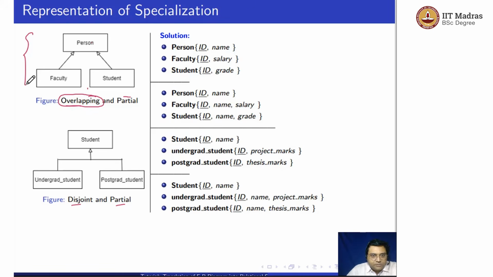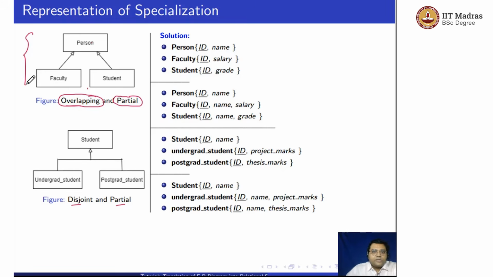What is partial? As we have discussed, a person entity can be a faculty entity, it can be a student entity, or it can be of both the faculty and student type. You can also have an entity which is only of a person type, which is neither a faculty nor a student, which just takes the attributes of the person type, right? So in this particular scenario, which is overlapping and partial, how can we create the tables?